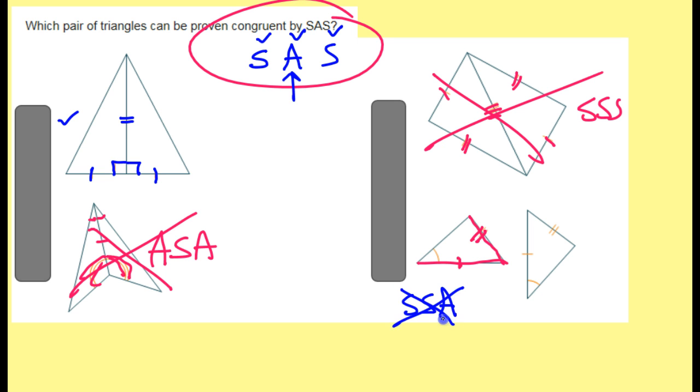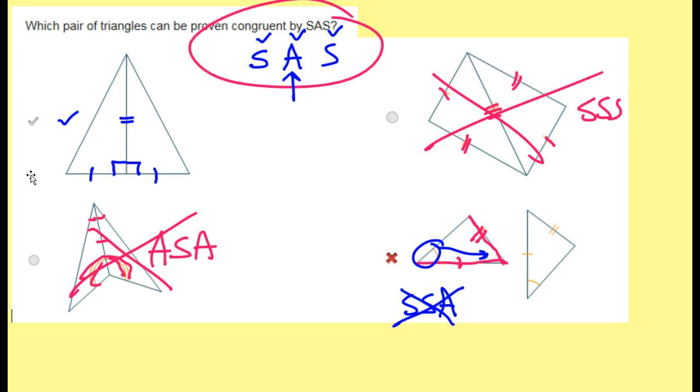But luckily, this is not even a valid congruence. So it's impossible. So that's why it is not side, angle, side, because the angle has to be between the two sides for side, angle, side. So the answer is this one up here. So let's take a look at that. So that was a good guess. Whoever did this test and guessed wrong, hopefully you understand why it's not side, angle, side. The correct answer is this one over here.